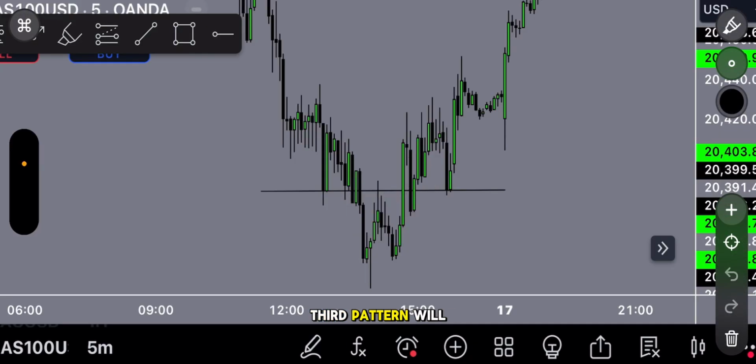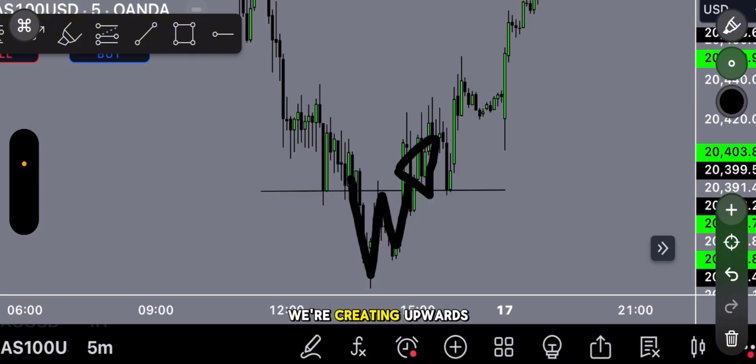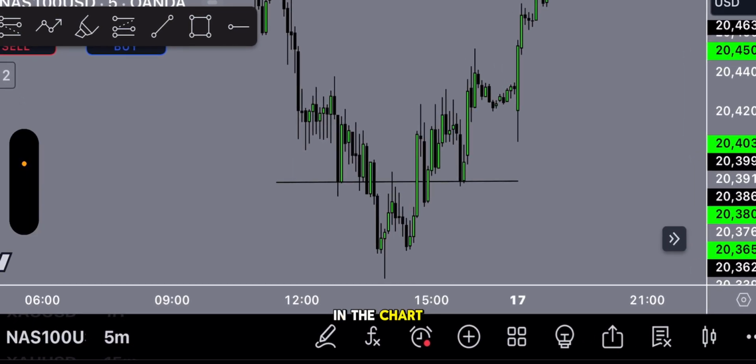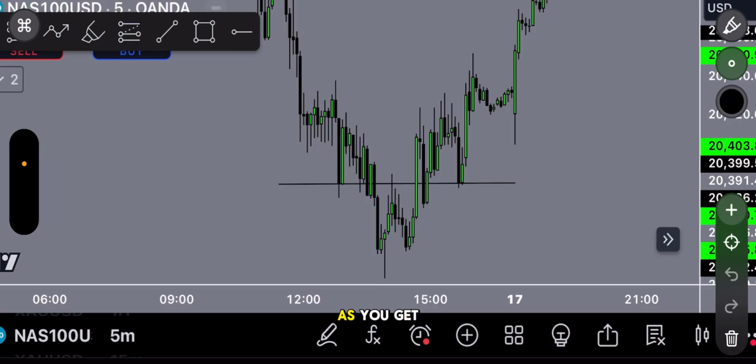Okay, and then the third pattern will basically be this one right here. Price dipped lower, came up, and made a higher low, indicating that price is not breaking structure to the downside anymore. So now we're reversing, we're creating upwards price action that indicates we're in an uptrend now, not in a downtrend anymore. So that's another reversal pattern to look at. And this is how it will look in the candlestick chart. And like I said, in time, you'll begin to see it as you get more experience trading and pay attention and spot out these patterns in live markets.